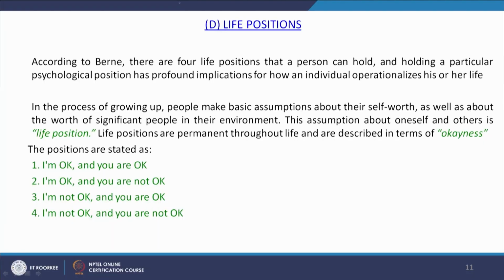According to Berne, there are 4 life positions that a person can hold, and holding a particular psychological position has profound implications for how an individual operationalizes his or her life. That means, based on childhood experiences, a person creates his own life script or life position, and from that position the person communicates a message in the transaction, whether complementary, crossed or ulterior, along with the strokes with which the person recognizes those transactions.